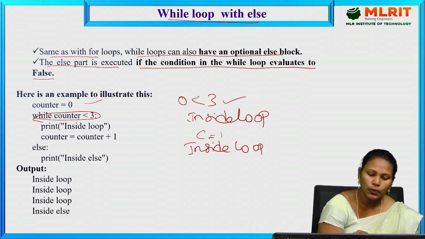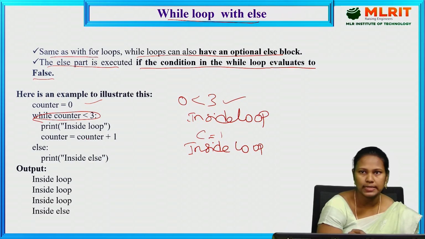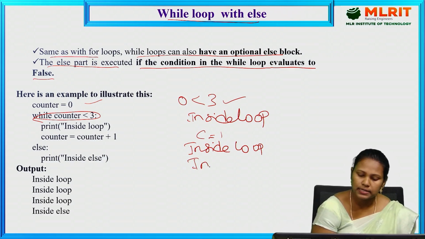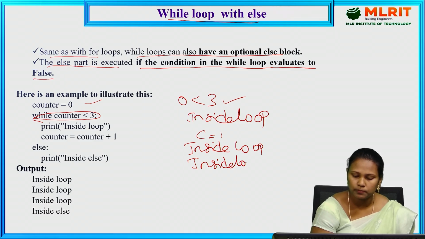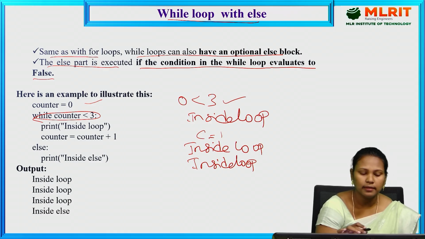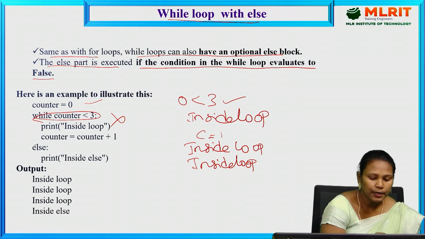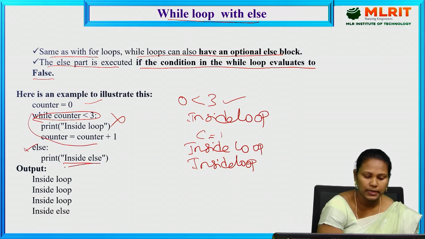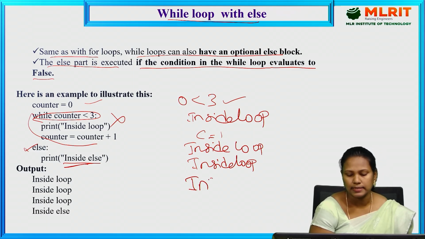Again the counter is incremented to 2. 2 is less than 3, the condition is true, and it prints inside loop. Next, the counter is updated to 3. 3 is less than 3, the condition failed. So it goes out of the while loop, which means it comes to the else block, and it prints inside else.